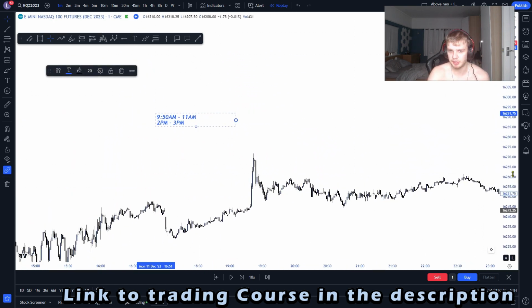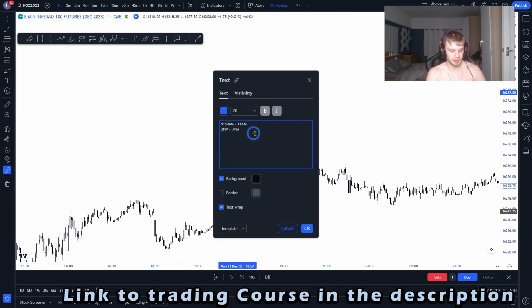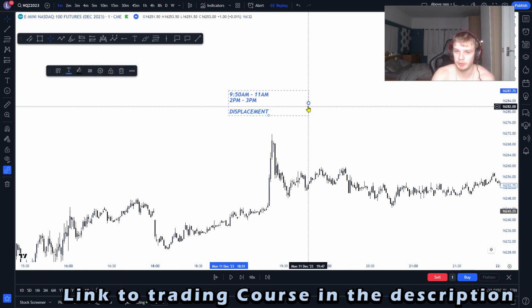So what is displacement? All displacement is just a big move. So it's just a big downwards candle or a big upwards candle. So we look for displacement. Now this displacement also has to be targeting the opposing liquidity.